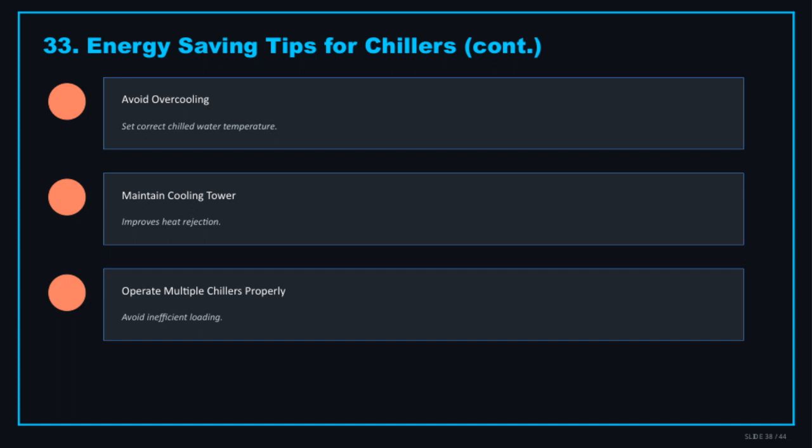Let's keep our chillers running efficiently by avoiding inefficient loading. That means operating multiple chillers properly to improve heat rejection. It also means maintaining the cooling tower so it works at its best. And don't forget to set the correct chilled water temperature. Overcooling wastes energy. These steps help us save energy and keep the system balanced. It's all about smart operation and careful control.